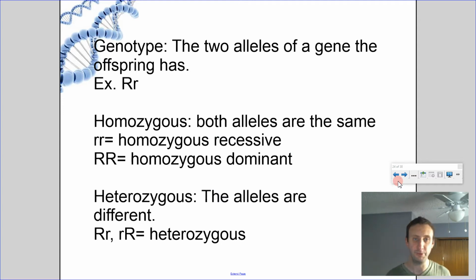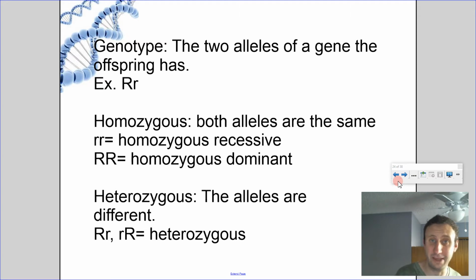So some terms we need to learn before we start studying this. One is genotype. Genotype is the two alleles of a gene the offspring has. So for example, capital R, little r, right? So that would be an example of a genotype. It's saying what alleles that offspring actually has inherited. It's very specific. We use two terms to talk about the genotype of offspring. We say homozygous, which means that both alleles are the same. So we actually have two cases of homozygous. We have homozygous dominant, which means that we have two of the dominant alleles. And then we have homozygous recessive, which means we have two of the recessive alleles.